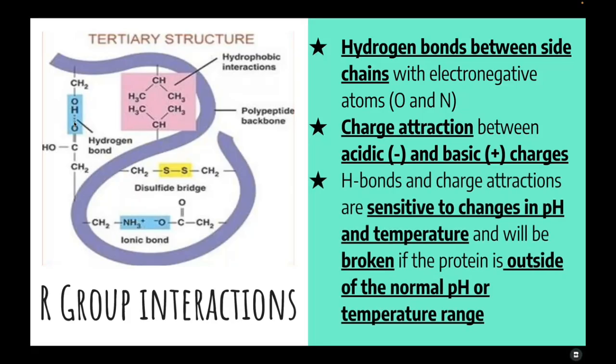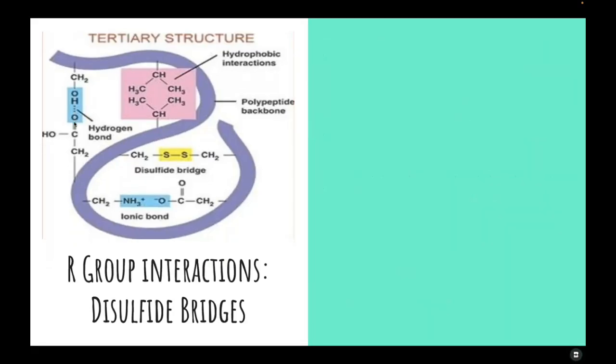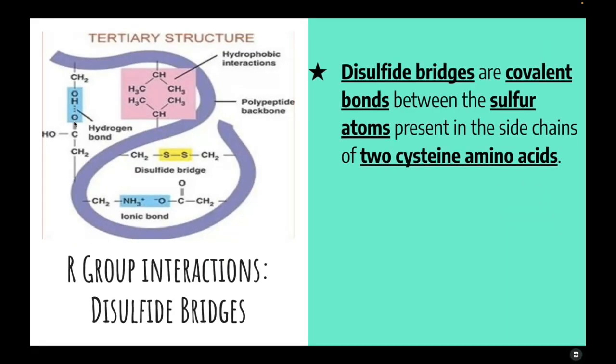Hydrogen bonds are very sensitive to changes in pH and temperature, and will be broken if the protein is outside of the normal pH or temperature range. We'll get a little more into that once we start talking about enzymes, and hopefully we do an activity with that. The next bond we want to talk about that stabilizes the tertiary structure are disulfide bridges.